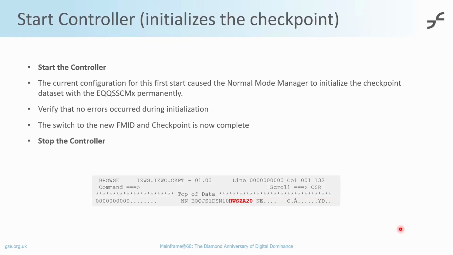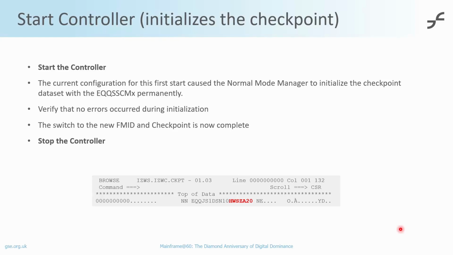This will be the first start with the new release values, okay? So you are running with, let's say, version 10.2 now. And this first start will cause the normal mode manager subtask to initialize the checkpoint dataset with the new release header. So the first line will be initialized with the new release values, okay? Verify that there's no error occurring in the controller startup.